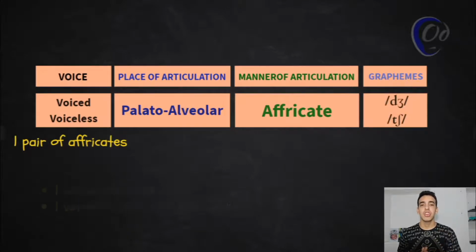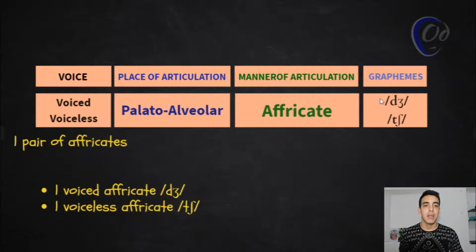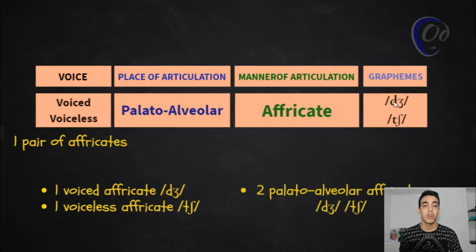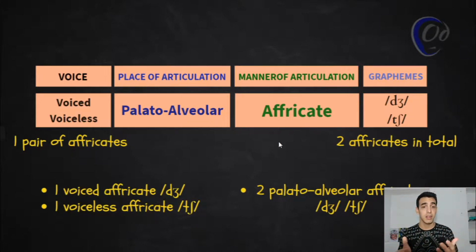Palato-alveolars are j and ch. Check. They are represented by a voiced plosive and a voiced fricative in order to make the voiced affricate, and a voiceless plosive and a voiceless fricative in order to represent the voiceless affricate. You can call them voiceless affricate and voiced affricate because they are just two. So one pair of affricates: one voiced affricate, one voiceless affricate, two affricates in total.